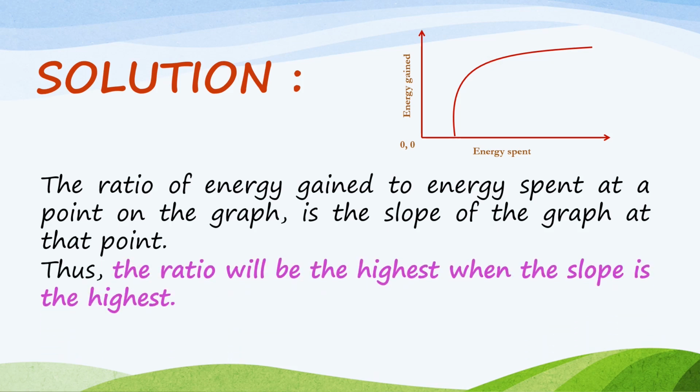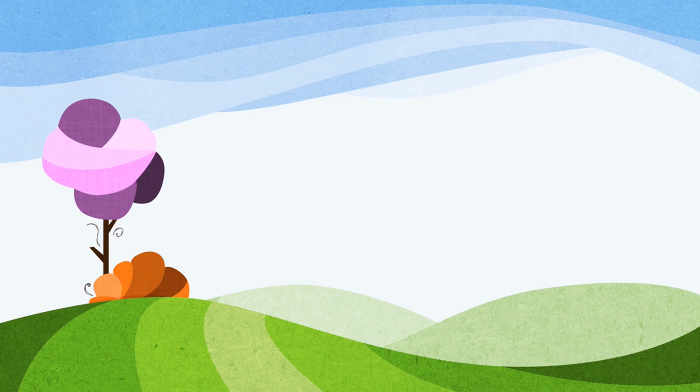Thus, the ratio will be the highest when the slope is the highest. The right answer to the question is option A.